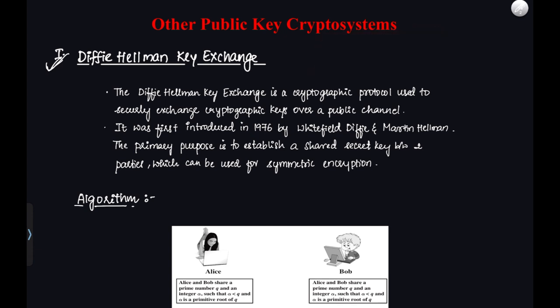In order to increase security, we make use of the Diffie-Hellman key exchange algorithm. This algorithm is a cryptographic protocol which is used to securely exchange cryptographic keys over a public channel. It was first introduced in 1976 by Whitfield Diffie and Martin Hellman, so we derive Diffie-Hellman from these two names of the founders. The main purpose was to establish a shared secret key between two parties, which could subsequently be used for symmetric encryption. So this was just the basic introduction of Diffie-Hellman key exchange.